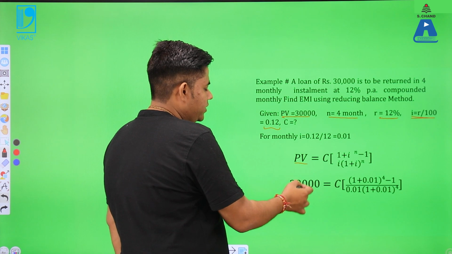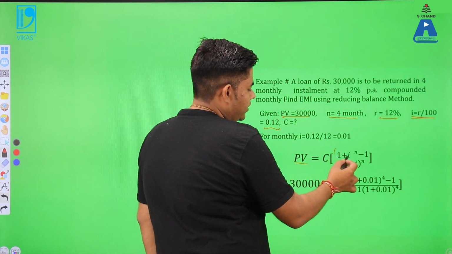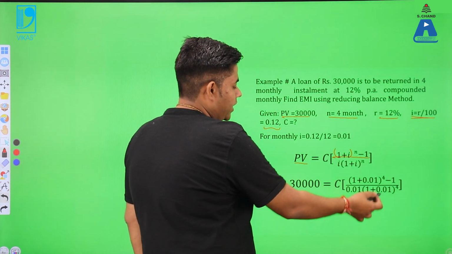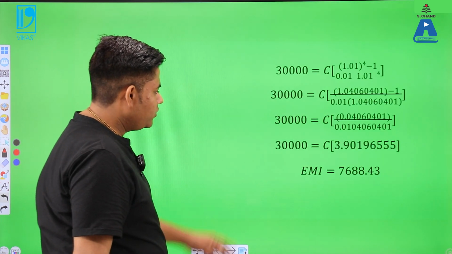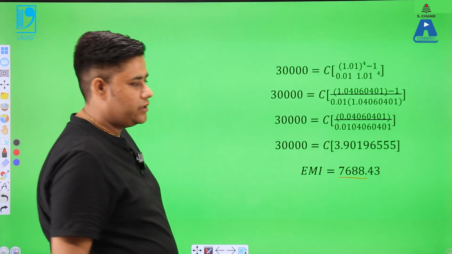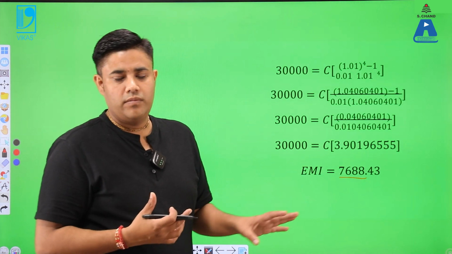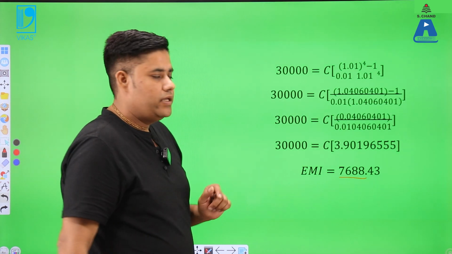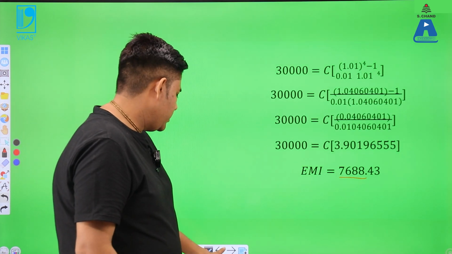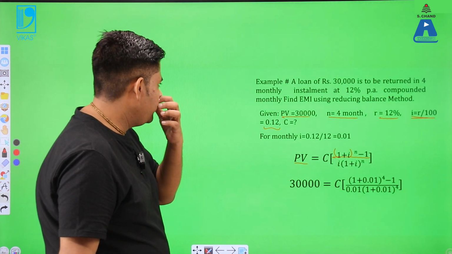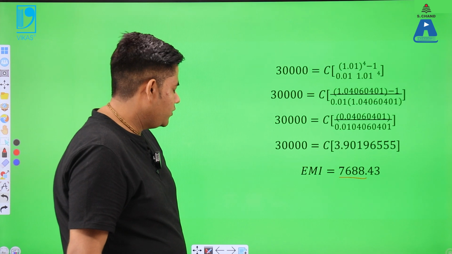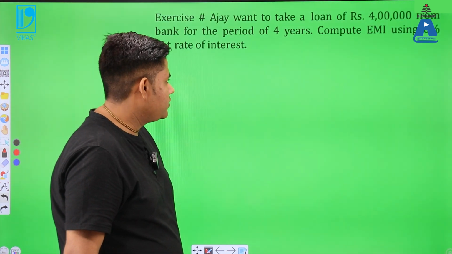So the present value is 30,000, C is to be calculated, and the same formula applies, which is 1 plus i raised to the power n minus 1 over i into 1 plus i raised to the power n. On solving, I'll get a value of 7688. That means I have to pay this amount of EMI to the bank when I receive that 30,000. This amount is to be returned in 4 monthly installments, keeping the rate of interest in mind.